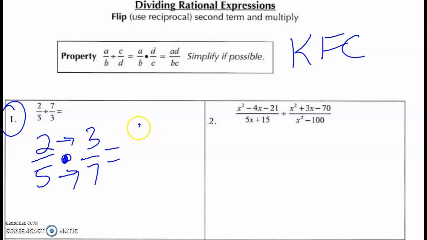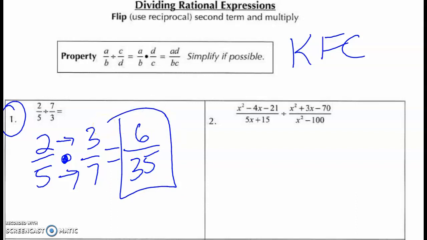So 2 times 3 is 6. 5 times 7 is 35. Bingo. No more canceling to do. No more simplifying. We're good. That's the final answer. Okay.